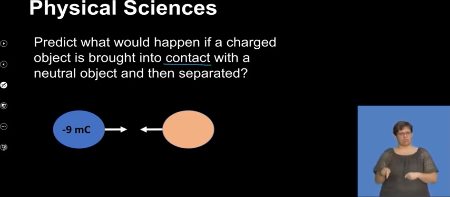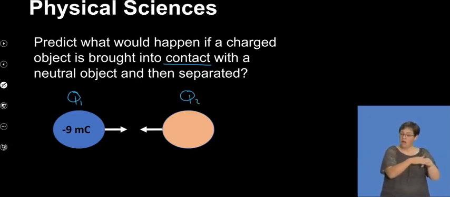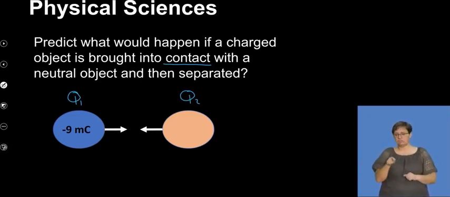So let's label this one Q1 and this one Q2. So what's the difference between Q1 and Q2? Q1 is negatively charged. It has got excess electrons. Okay, why? Because it's negatively charged. Then Q2 is neutral. It has got a zero net charge. What does it mean? It means the number of electrons on sphere Q2 is equal to the number of protons, hence the net charge is zero.